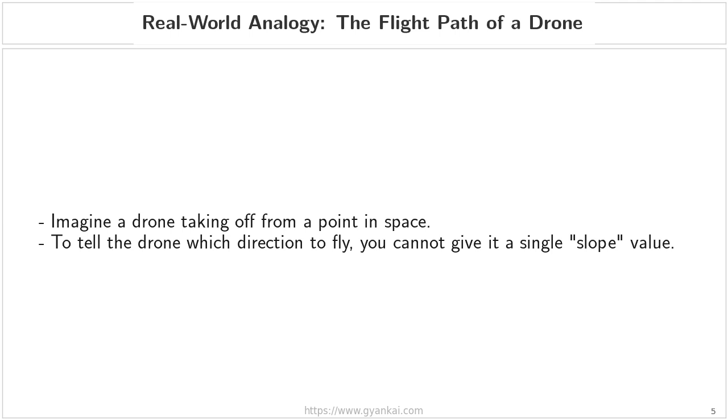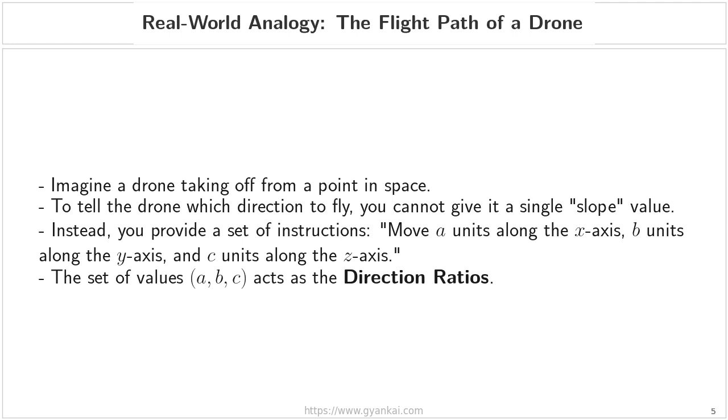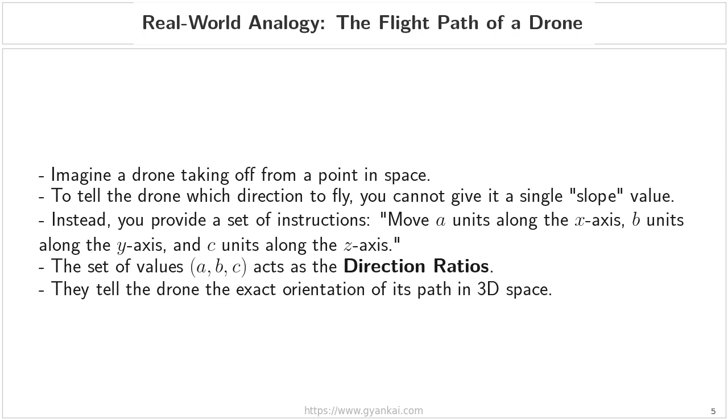You cannot simply give the drone a single slope value and expect it to know how to navigate the height and depth of the sky. Instead, you need to provide a specific set of instructions. You would tell the drone, move a units along the x-axis, b units along the y-axis and c units along the z-axis. This specific set of values, a, b and c, is exactly what we call the direction ratios. They act as the navigational coordinates that tell the drone the exact orientation of its path through three-dimensional space.